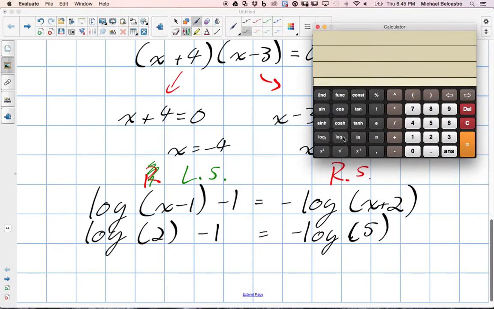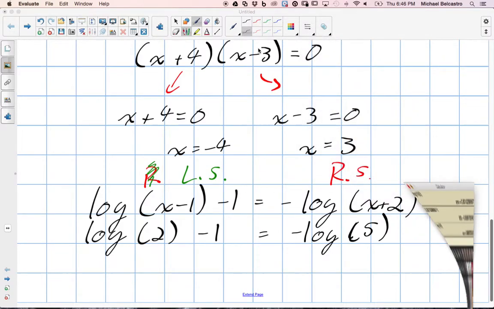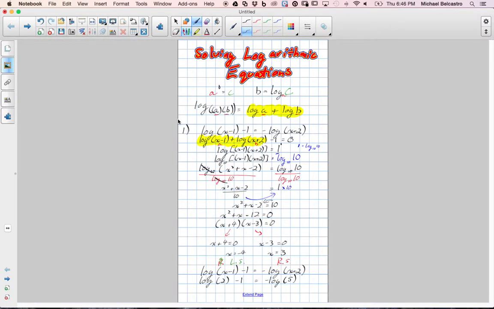Log 10 of 2. Okay. Subtract 1. Okay, so we have our answer written in our calculator. And we'll go negative log base 10 of the number 5. And lo and behold, we get the exact same answer. So we've shown that the left side of the equation is equal to the right side of the equation.